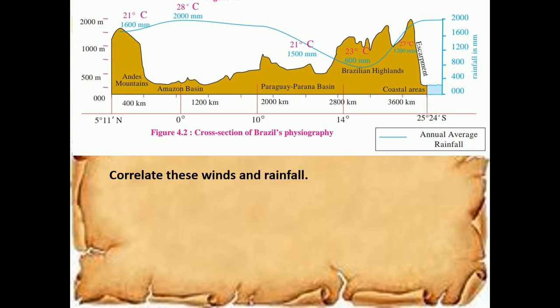Correlate these winds and rainfall. Now when we correlate them, what do we see? That the windward side of the great escarpments and the Brazilian highlands receive abundant rainfall, and when the wind crosses and goes to the other side, the rainfall decreases. You come into the rain shadow region.